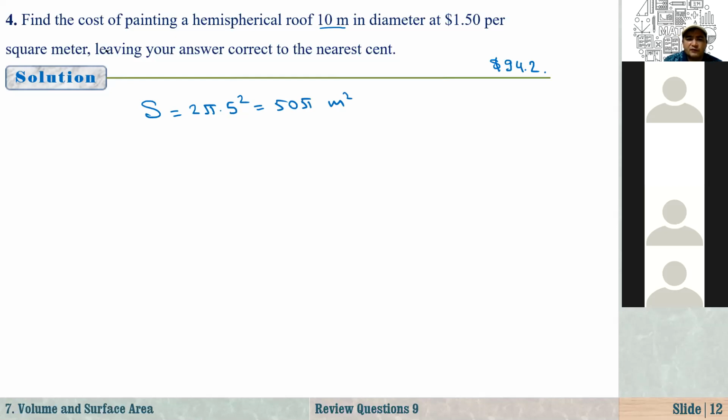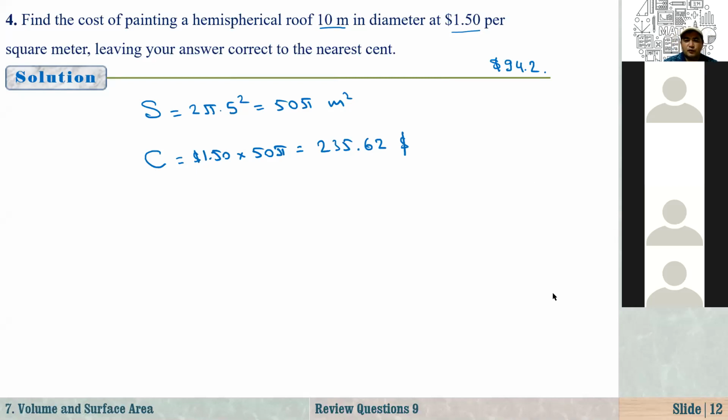So it states that for 1 square meter, we have to pay 1.50. To find the cost, we need to multiply 1.50 by the area, 50 pi. So 1.5 times 50 times pi is equal to how much? 235.62. Sorry, $235.62. I got it wrong. Okay, so that is 235.